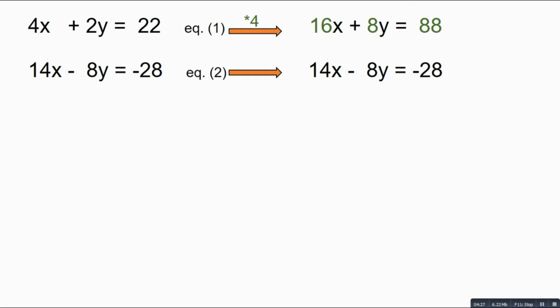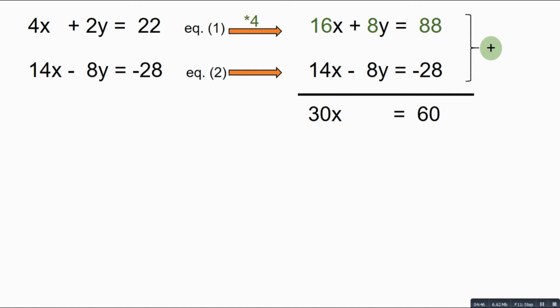And now the parameter y becomes plus 8y and minus 8y, and it just vanishes when you add them together. So if we use the method of addition, the idea is to add both of the equations. When you add both equations, you get 16x plus 14x, which is 30x, plus 8y minus 8y, which is 0. And that's equal to 88 minus 28, which is 60.